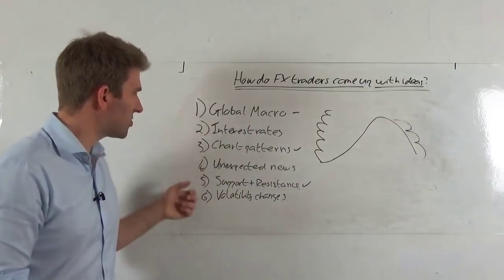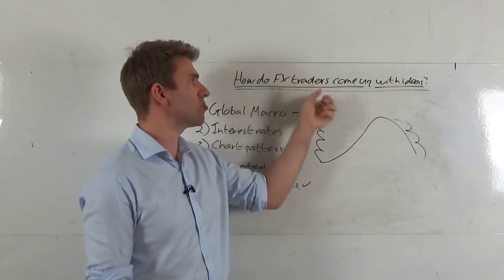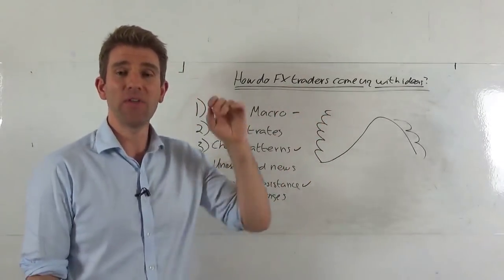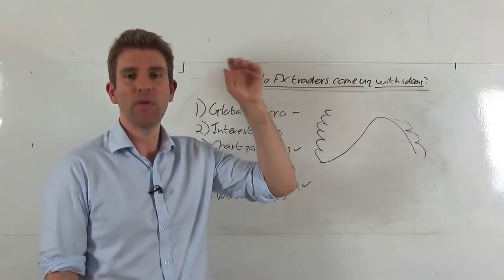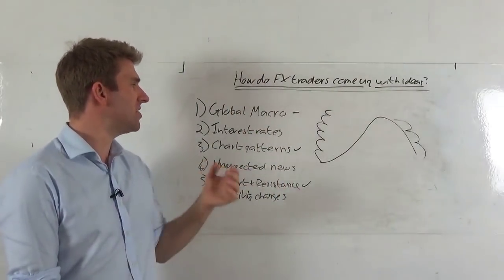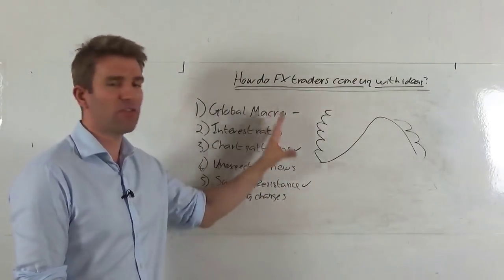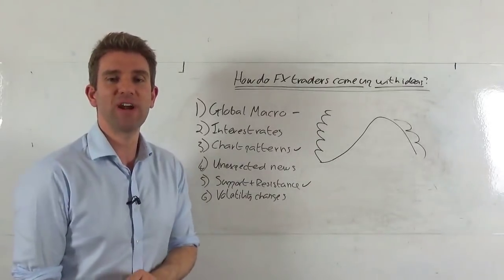So there are 6 ways that FX traders come up with trading ideas, whether you're retail, whether you're a hedge fund, whether you're a big player who's swinging around a decent amount of size. These are some of the things that people look at to make their trading decisions.